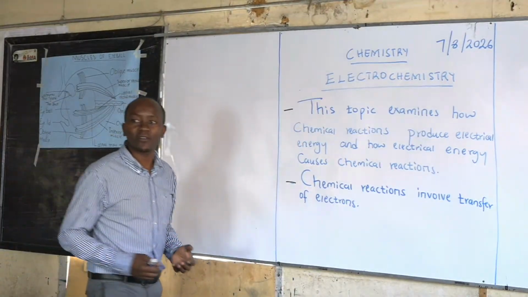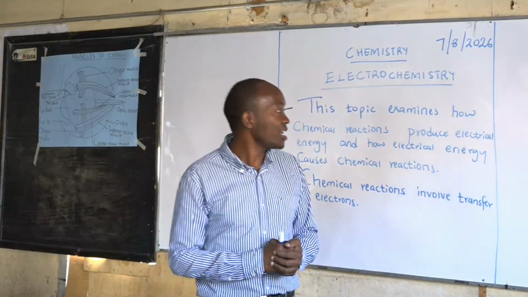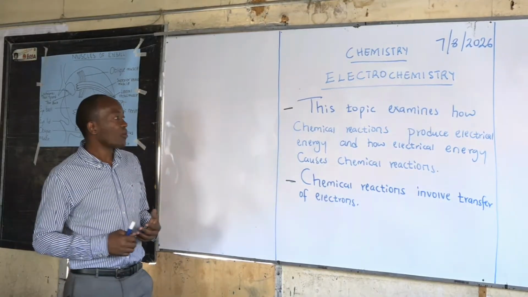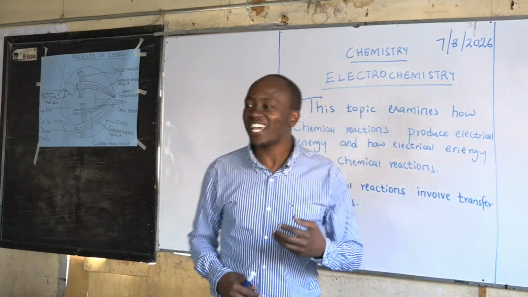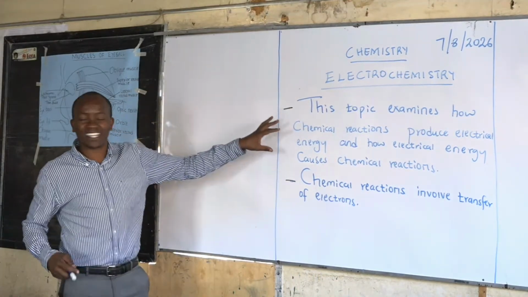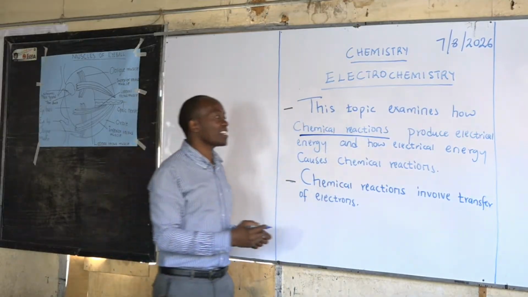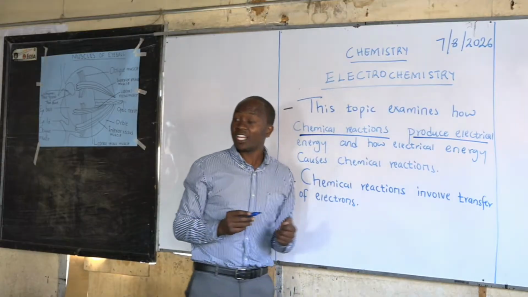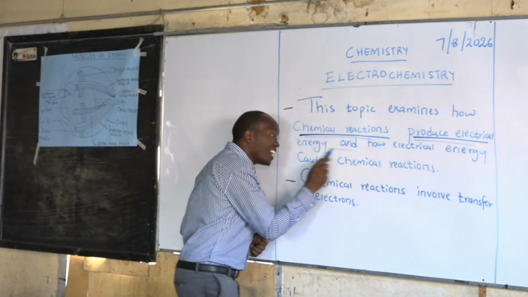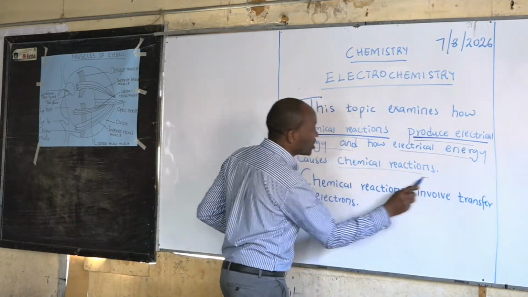So we're asking ourselves, what is electrochemistry? We've been going through chemical reactions and so on, but today we want to learn about electrochemistry. What does electrochemistry entail? Electrochemistry is a topic that tries to examine how chemical reactions produce electrical energy. So we are learning today that chemical reactions produce what? Electrical energy. And that electrical energy is used to cause what?